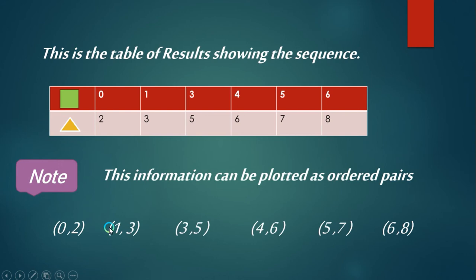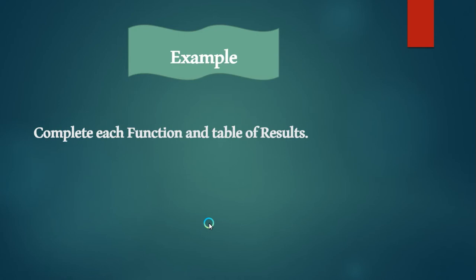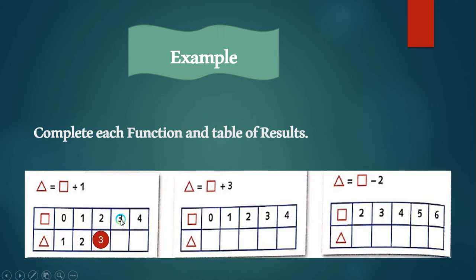For example, complete each function and table of results. Here you have a sequence, and we know the rule is given. Each triangle will be this square plus 1. So 0 plus 1 will be 1. 1 plus 1 will be 2. 2 plus 1 will be 3. And then 3 plus 1 will be 4. And then 4 plus 1 will be 5.